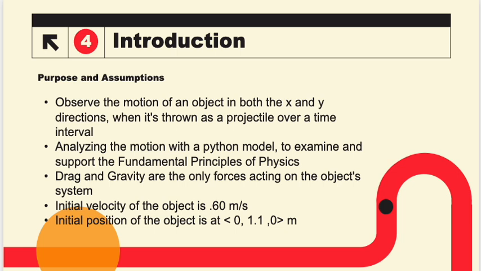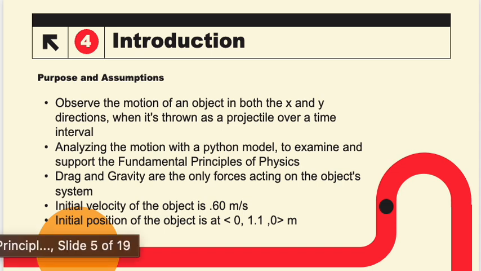The goal of this experiment was to observe the motion of an object in both the x and y directions when it's thrown as a projectile over a time interval, and then use a Python model to analyze it. The only forces acting on the object were gravity and drag, and it started from an initial position of 1.10 meters with an initial velocity of 0.6 meters per second.